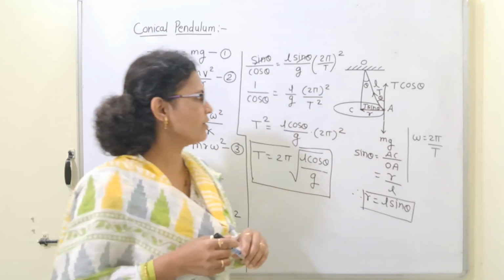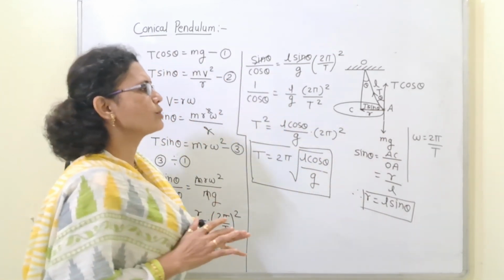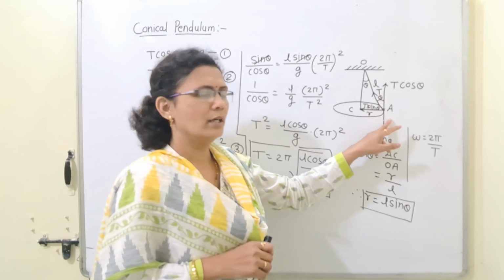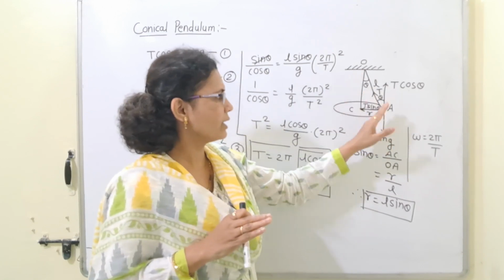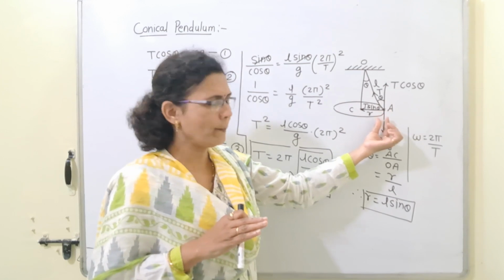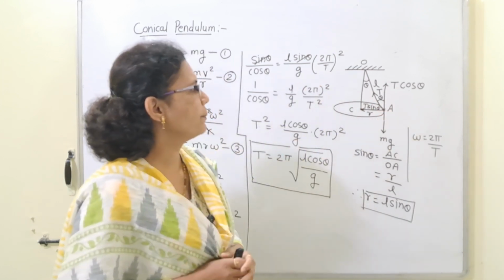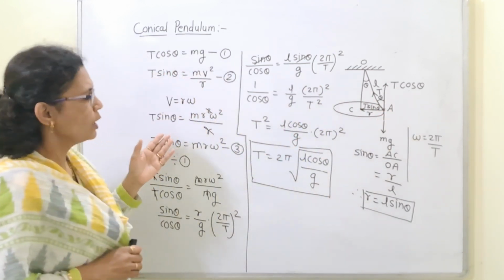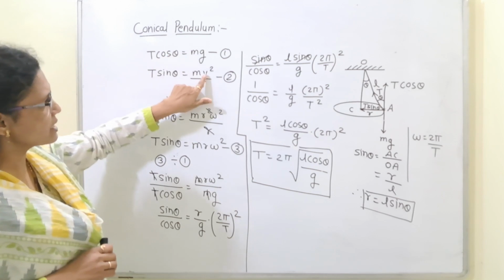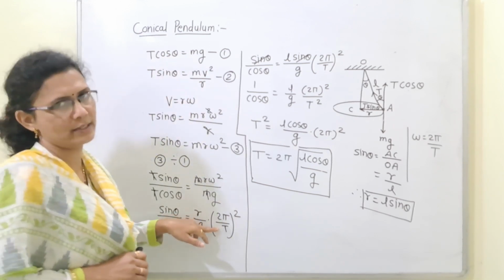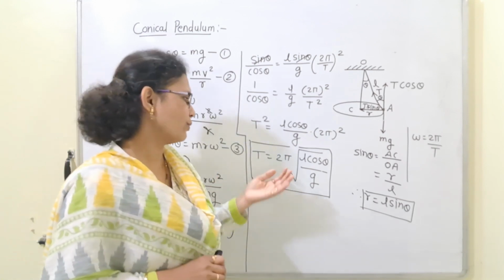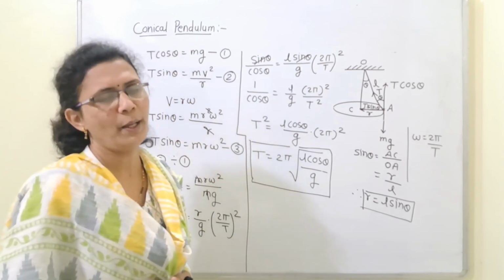You understood this derivation? Simply you have to draw the FBD for the point mass which is situated at one end of this pendulum. If you draw that FBD, balance the forces, put the values required, that is v is equal to R omega, and then omega is equal to 2 pi by T, you will get the derivation for the time period of the conical pendulum.